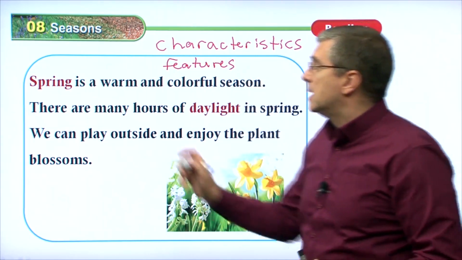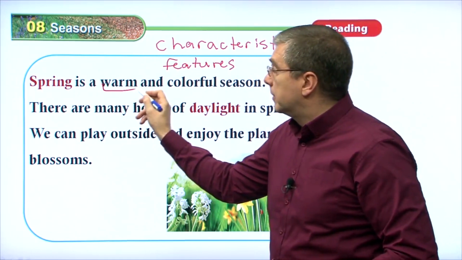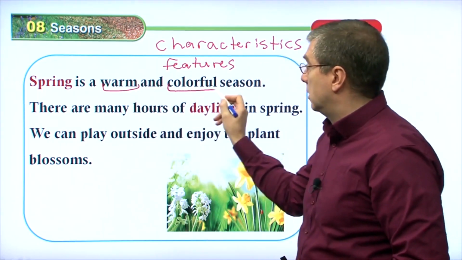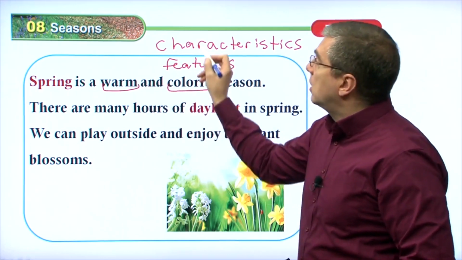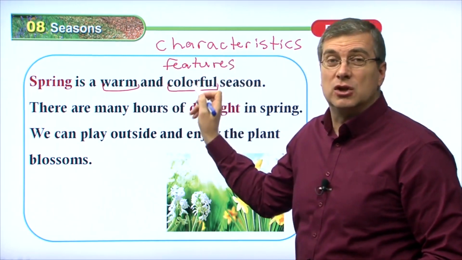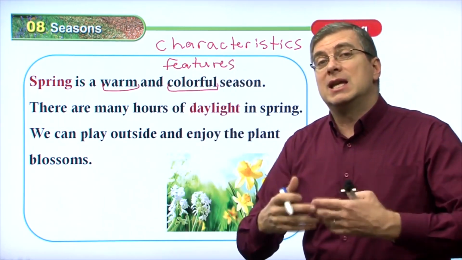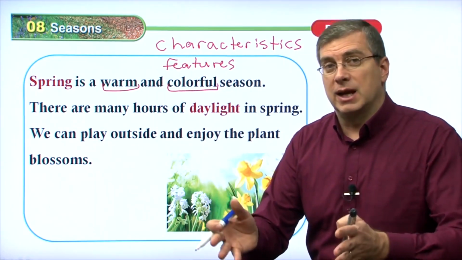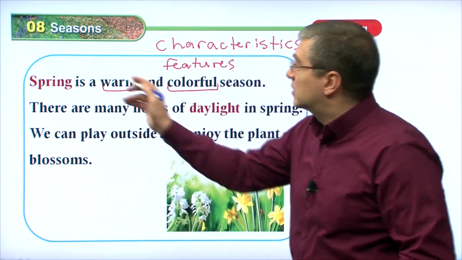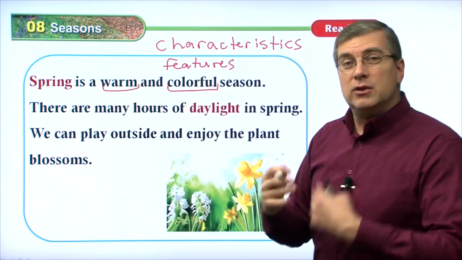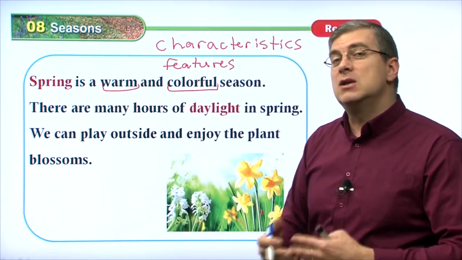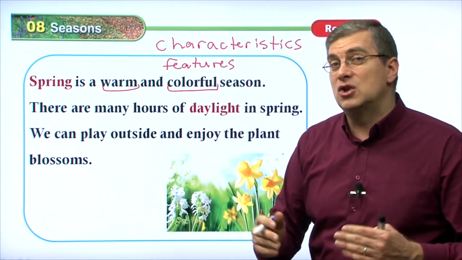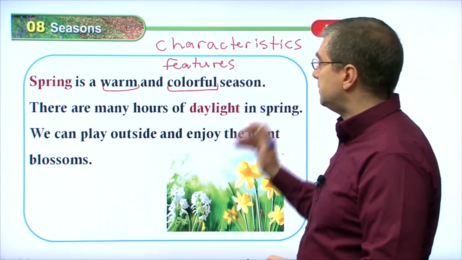Let's start with spring. Spring is warm. That's a characteristic or feature. Warm and colorful are characteristics or features. Those are words we can use to describe something. Spring is warm and colorful. Those are adjectives, right? We can use these adjectives to talk about characteristics or features of each season.